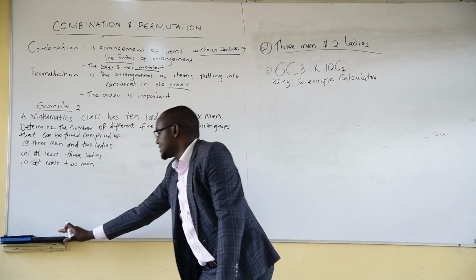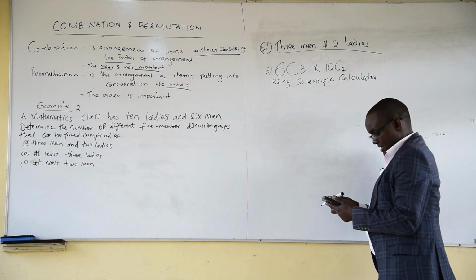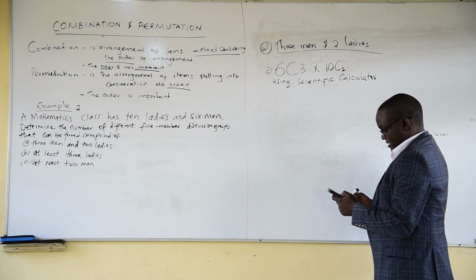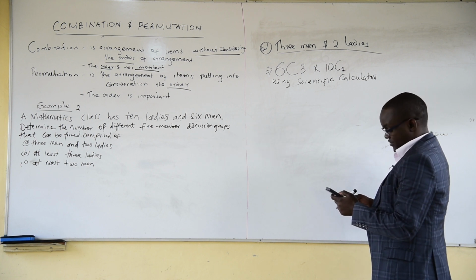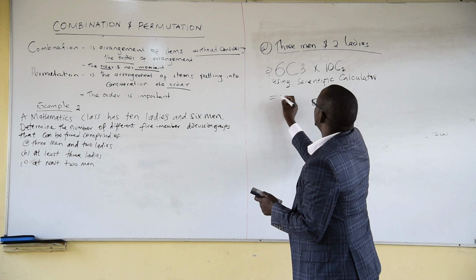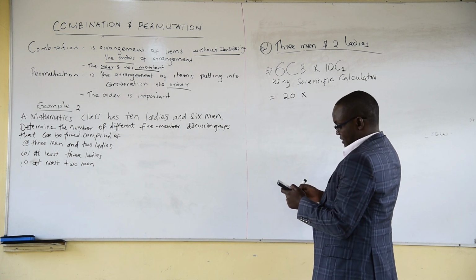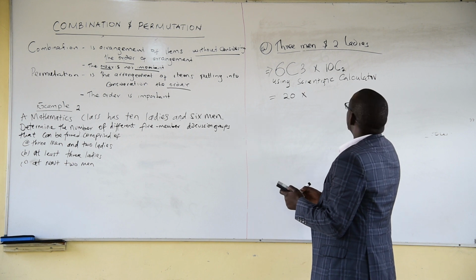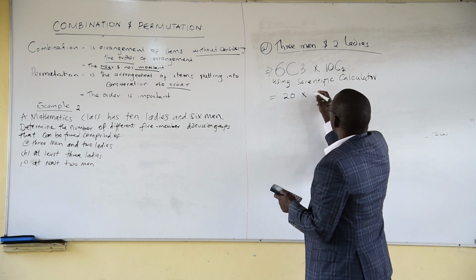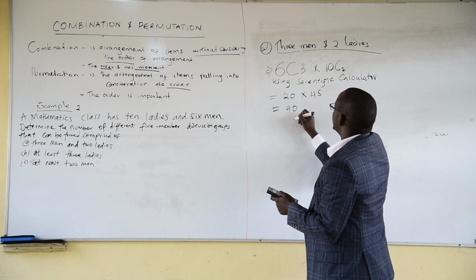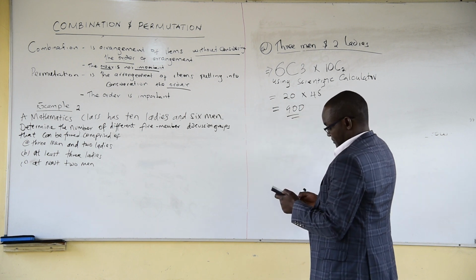Using a scientific calculator, you can solve that. I will have 6 combination 3. This gives me 20. Then we have 10 combination 2. This is 45. If you multiply, this is 900.